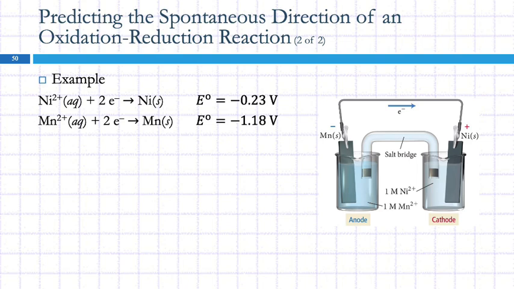Okay, so here we go. We're predicting the spontaneous direction. So what do I need to do to get a cell potential that's positive? Should I flip this one or that one? I want to flip this one, right? Because it's bigger and it's negative.